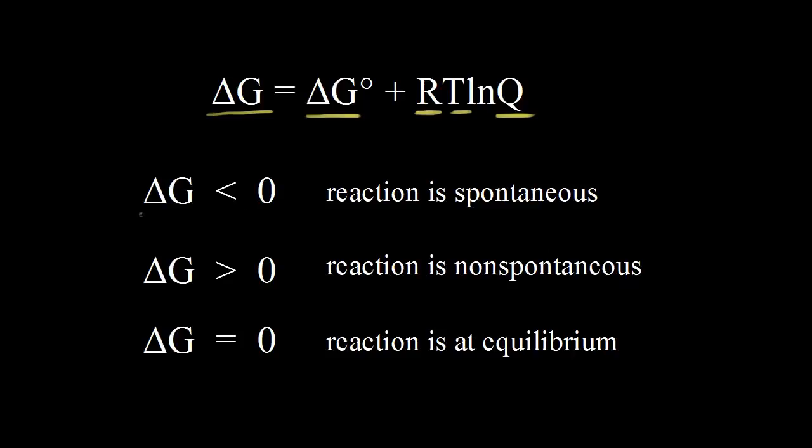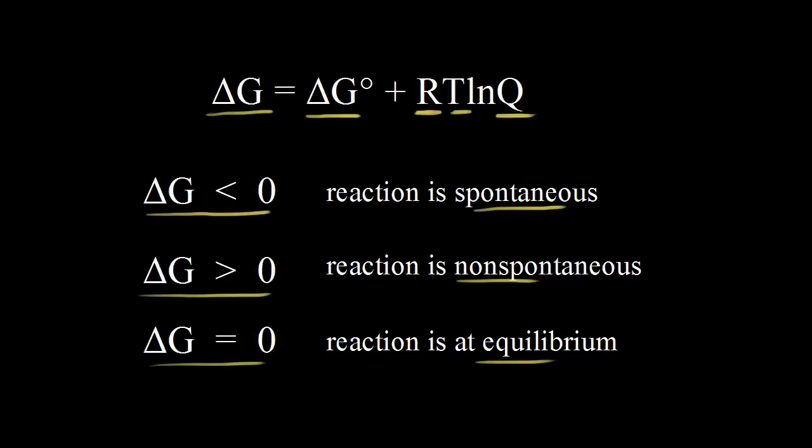Remember, when delta G is less than 0, so when delta G is negative, the reaction is spontaneous in the forward direction. When delta G is greater than 0, so when delta G is positive, the reaction is non-spontaneous in the forward direction. And when delta G is equal to 0, the reaction is at equilibrium.